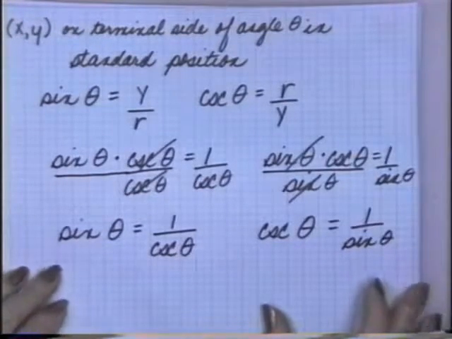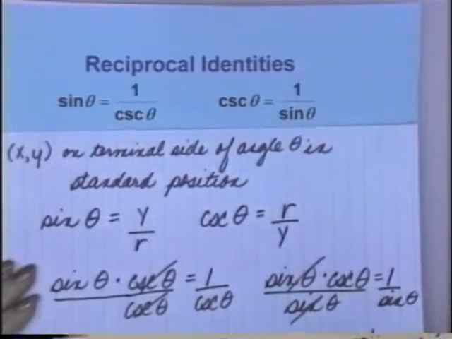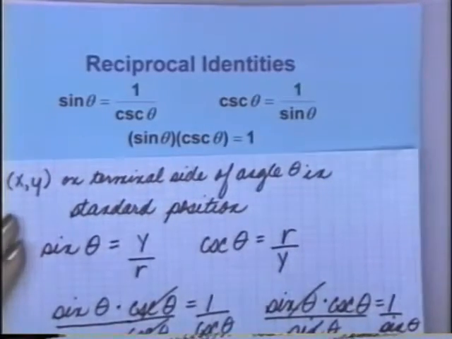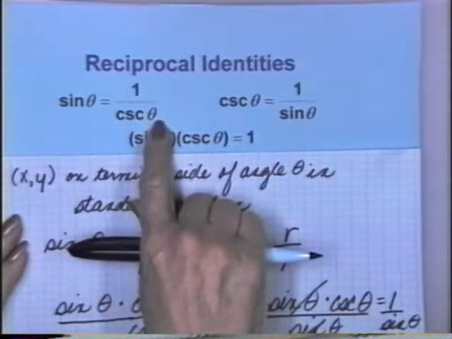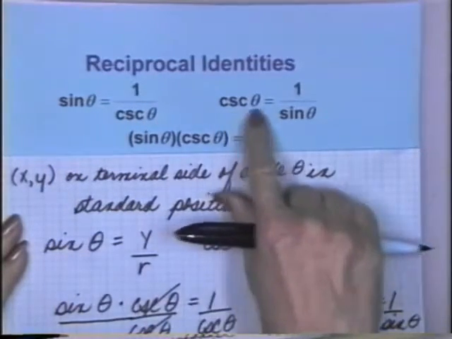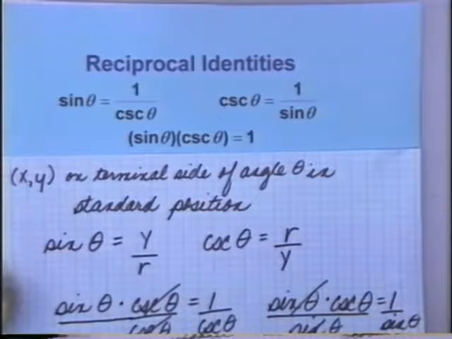So here are the reciprocal relationships for the sine and the cosecant. The sine of theta equals 1 over the cosecant of theta. The cosecant of theta equals 1 over the sine of theta. And the sine of theta times the cosecant of theta equals 1.